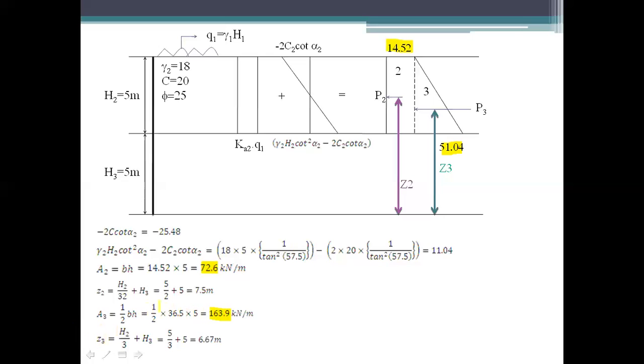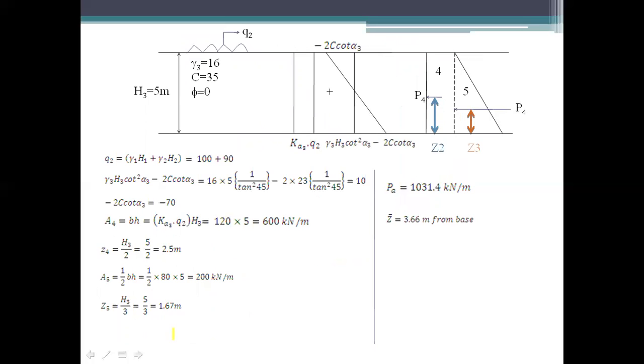And Z3. Z3 is acting at the center of this right angle triangle. This is your H by 3 plus H3. So that will be H2 upon 3 plus H3, equal to 5 upon 3 plus 5, which is 6.67 meters. So this is how we calculate forces P2 and P3 as area 2 and area 3 for layer number 2. Now we are going to calculate for layer number 3.